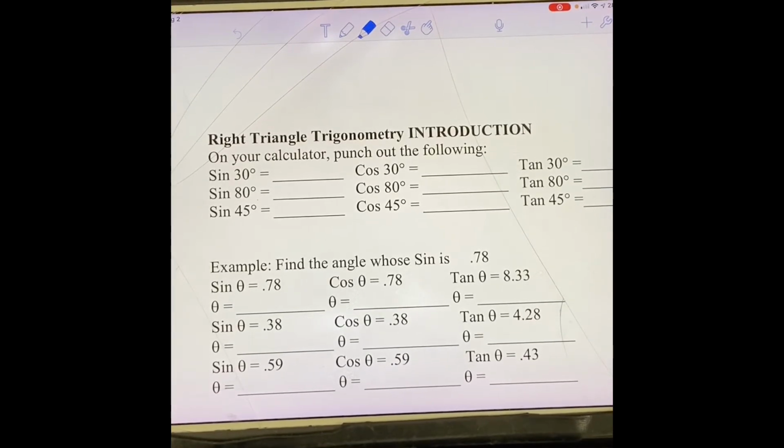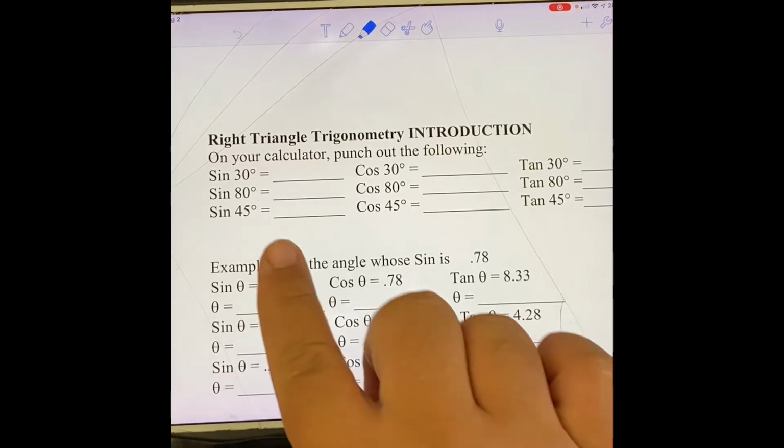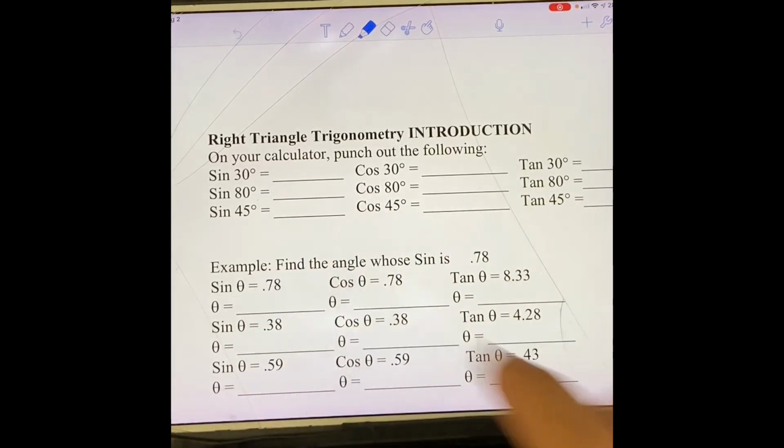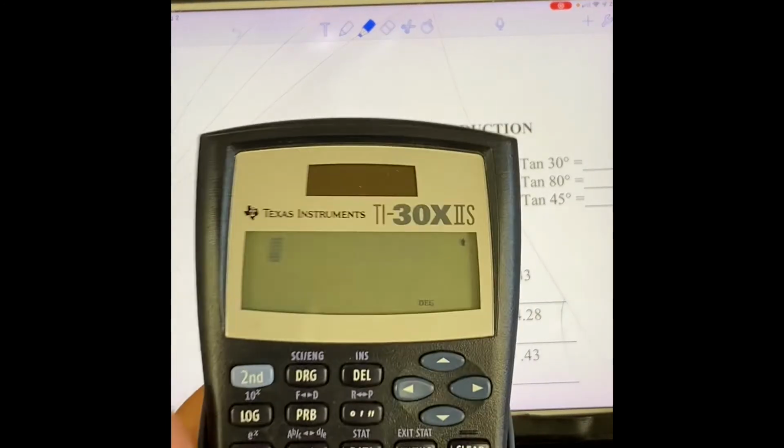Hello and welcome. In this video tutorial, we're going to take a look at the right triangle trigonometry introduction. In the beginning, we want to practice making sure that we can put the sine, cosine, and tangent of a particular angle in our calculator. Now, before we do anything, we're going to perform a simple test on our calculator just to make sure it is in degree mode. And here's what I mean.